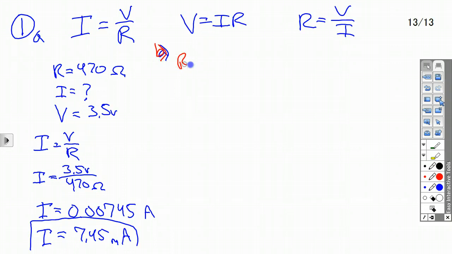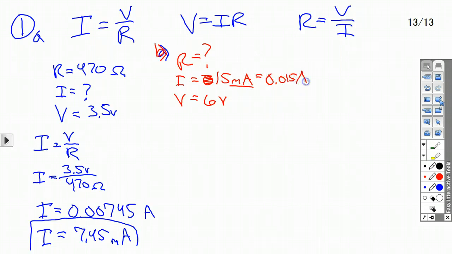B, we don't know the resistance. So resistance is unknown. The current is 15 milliamps. And the voltage is 6 volts. Now be careful when you plug this in, because this is milliamps. So that's equal to 0.015 amps. Alright, so resistance is voltage over current.